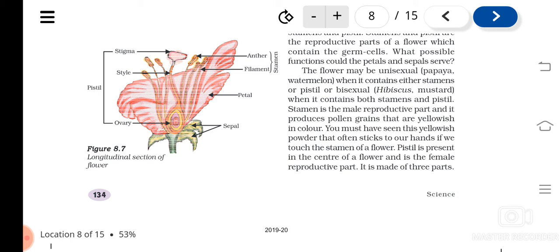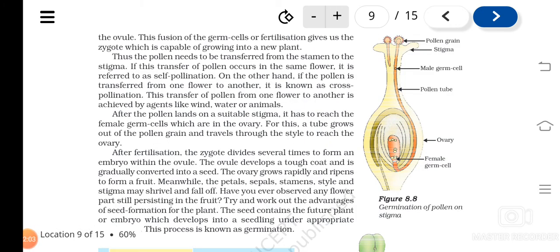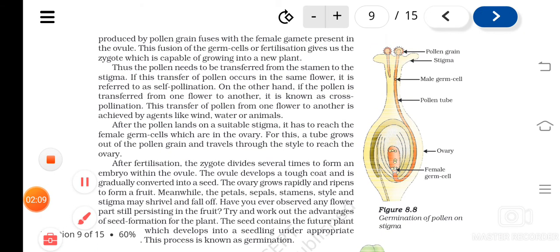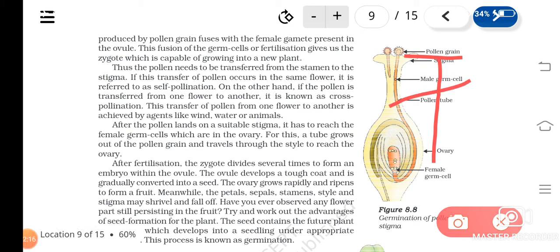What is pollination? The transfer of pollen grains from anther to stigma of the flower is called what? Pollination. And after this pollination, what happens to the pollen grain? That we are going to study today. So after pollination, the pollen grains will be where? On the stigma, isn't it? On the stigma. So you can see these are the parts of a pistil. Okay, stigma, style, and ovary.